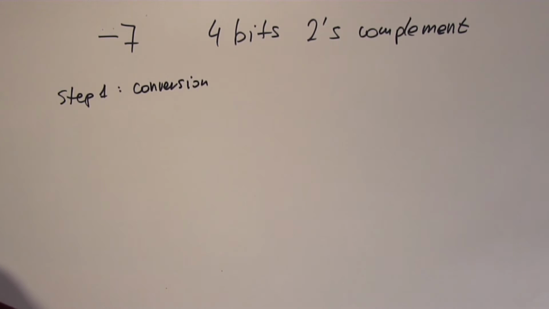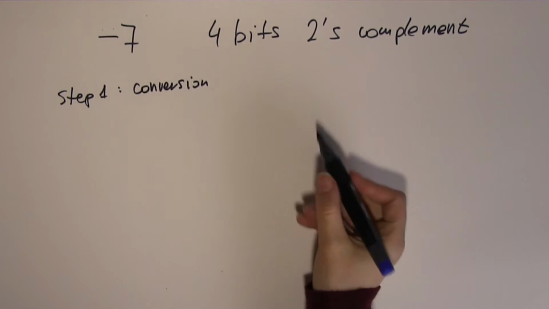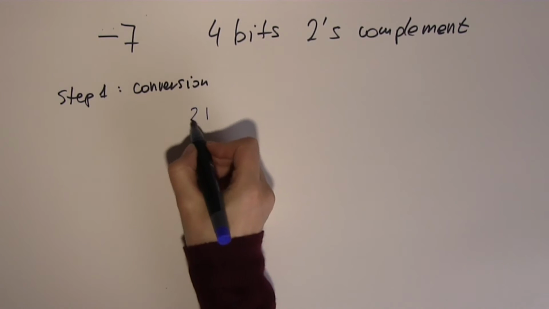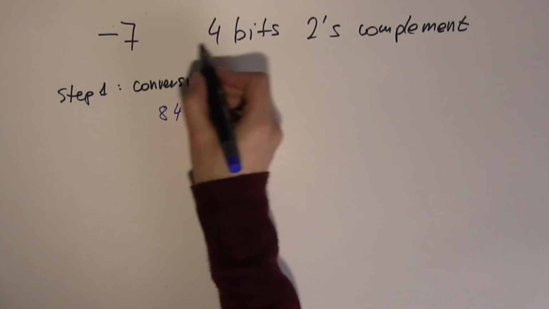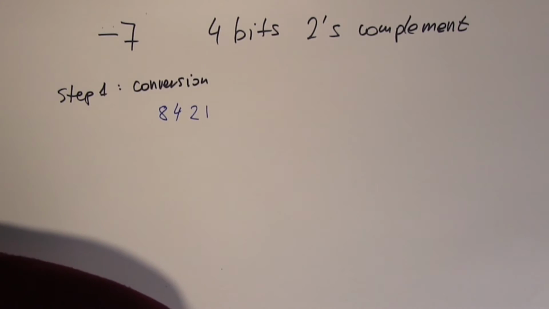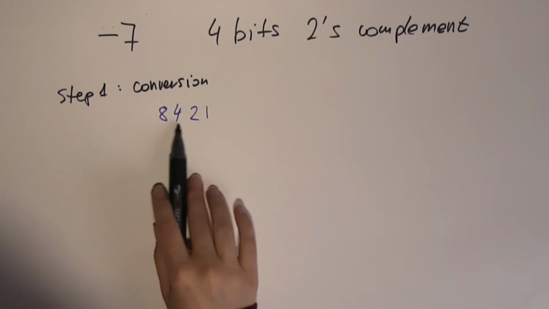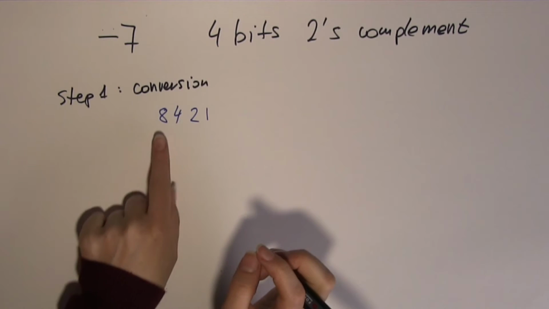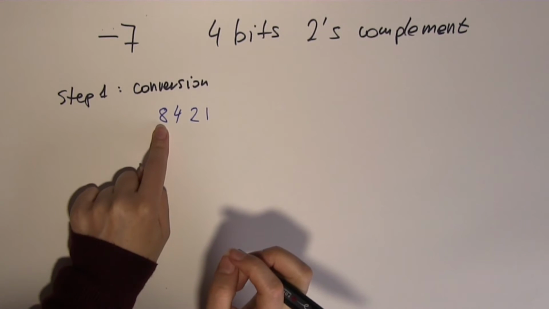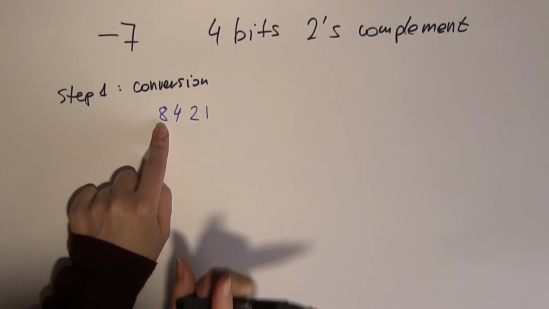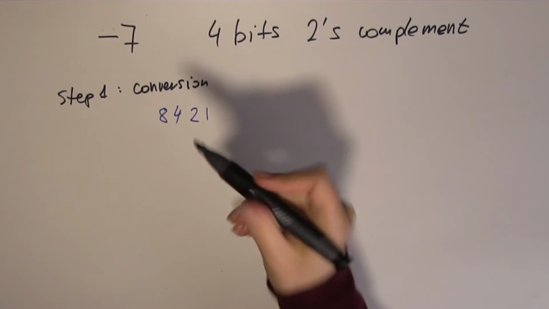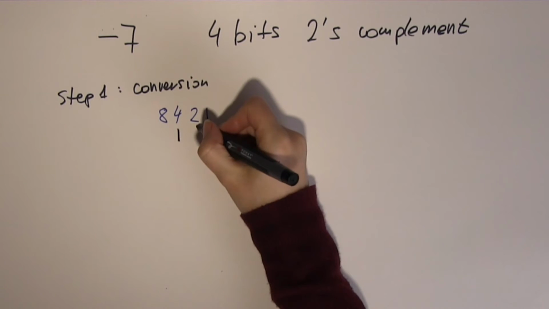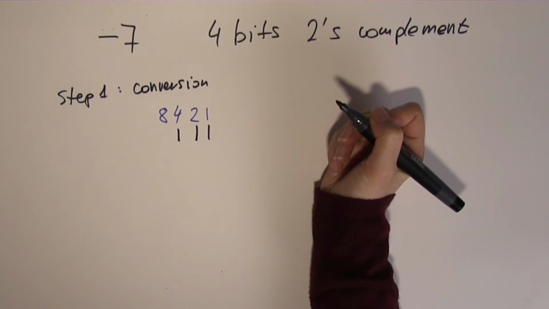So again, use the binary place values 1, 2, 4, 8. I've got 4 bits, and 7. Which of these do I need to use to build up 7? Now here's a good trick for you. 8 is this place value here. 7 is 1 less than this place value. So I will need to use every single one of these place values to make the 7.